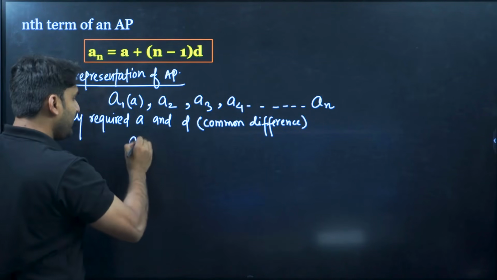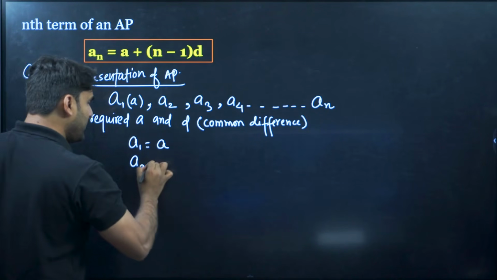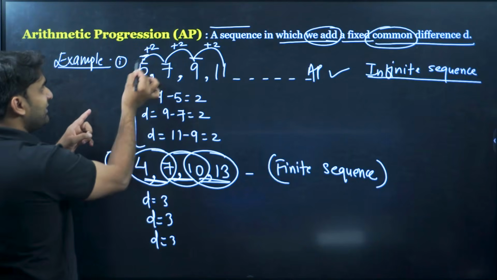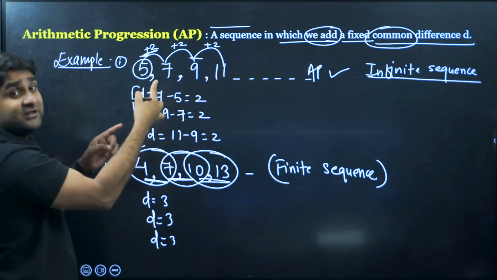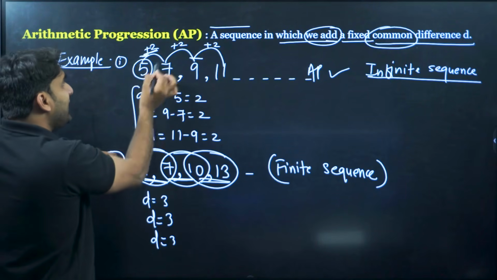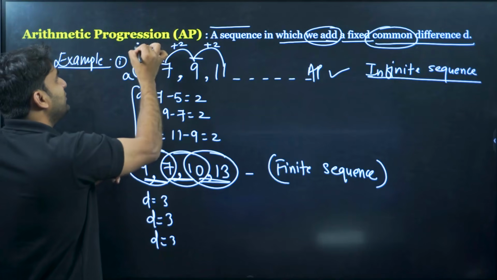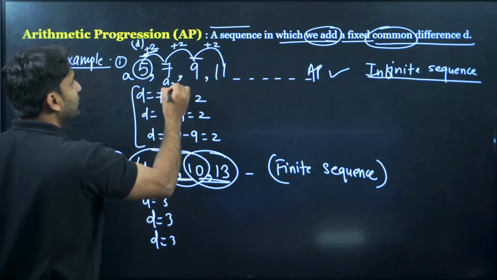Listen. So A1 will obviously be A. And what will be A2, champion? How do we get A2? If you remember, this is the first term, and what we have added here is the common difference to get the second term. So A plus D. This is A, and we have added this D. Let's say plus 2 is D. So A plus D will give you A2. This is A2. This is A3.